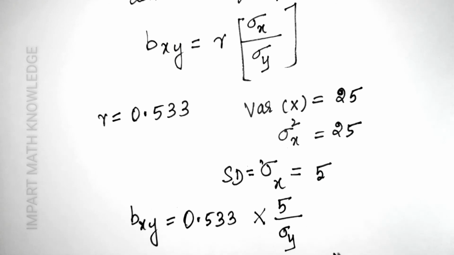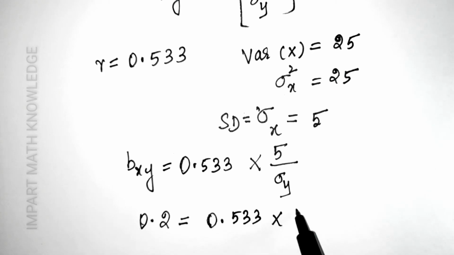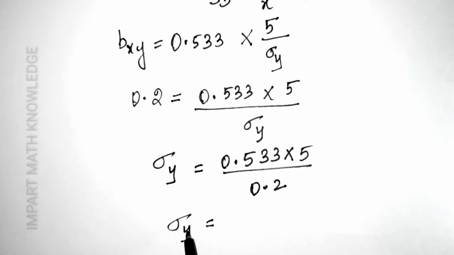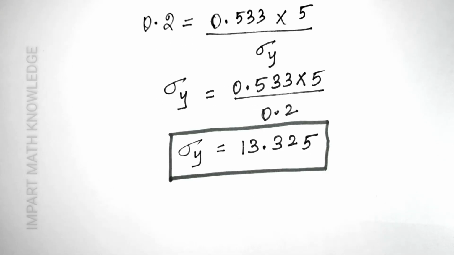Sigma y we have to find. bxy is 0.2. So 0.2 is equal to 0.533 into 5 by sigma y. This can be written as sigma y is equal to 0.533 into 5 by 0.2. Calculating this, we get sigma y is equal to 13.325. The standard deviation of y is 13.325.